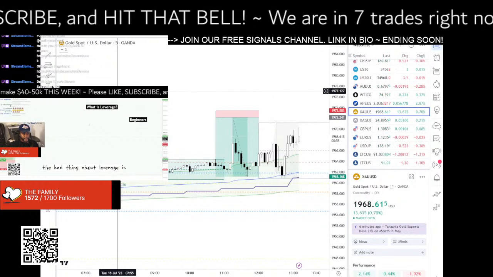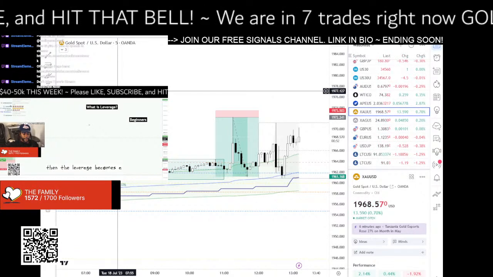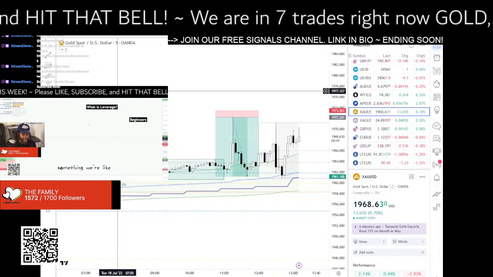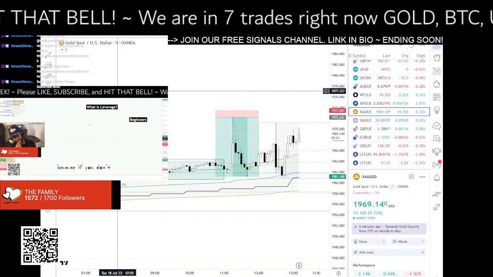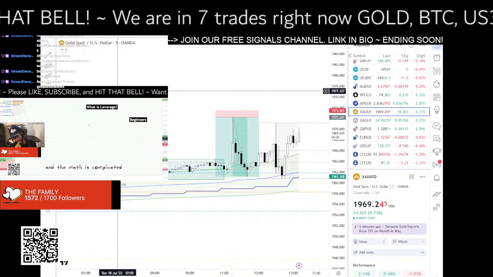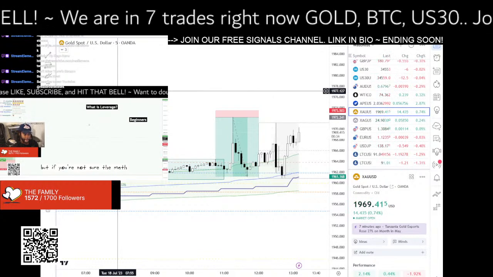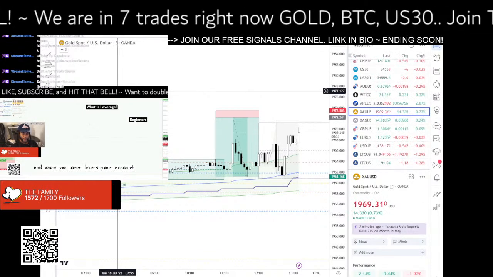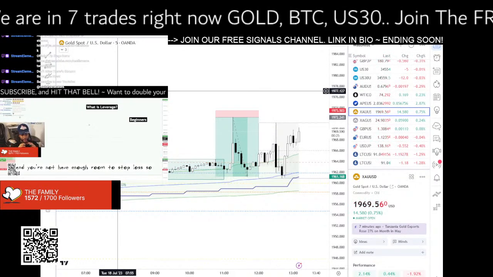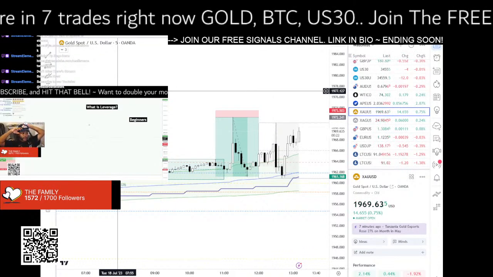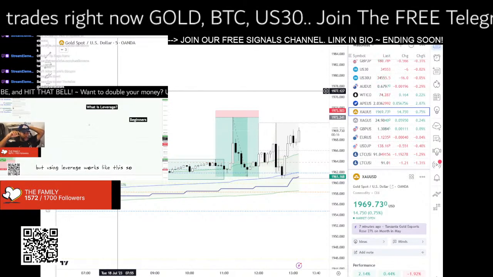The bad thing about leverage is if you don't have proper risk management, then the leverage becomes a negative. It becomes something where you blow your account, you're over risk, because if you're not sure of the math, and the math is complicated. The math is actually addition, subtraction, multiplication, but if you're not sure of the math, then you over leverage your account, and once you over leverage your account, you're putting way too much money in, and you're not having enough room to hit the stop loss. So that's going to go into the next topic I want to cover, which is risk management. But using leverage works like this.